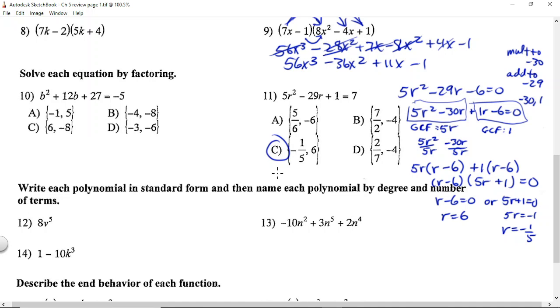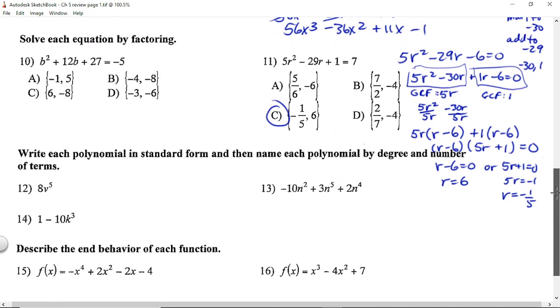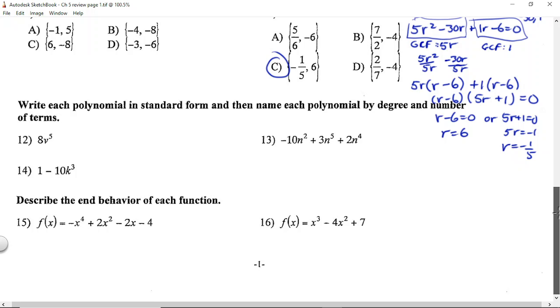Okay, let's go on to number 13. Write each polynomial in standard form and then name each polynomial by degree and number of terms. So we have 3 of them here. We'll just do number 13. The answers are posted, will be posted for the others.